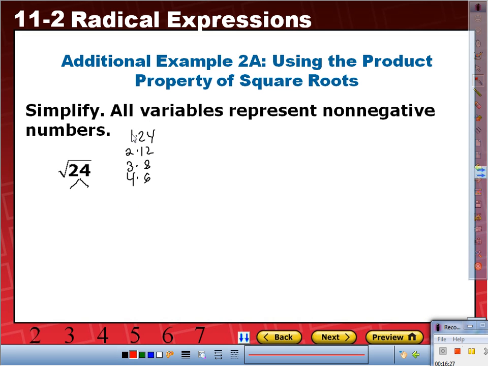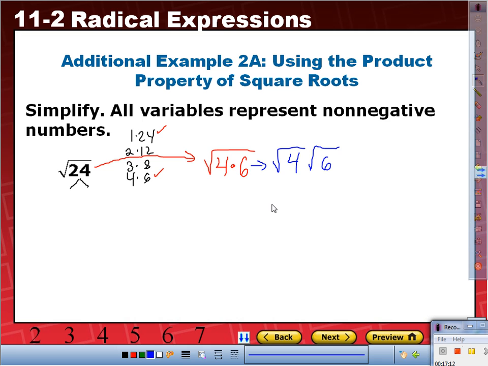Look at this one. Is 1 a perfect square number? Yes, because 1 comes from 1 times 1. How about 4? Yes, because the square root of 4 is 2. It comes from 2 times 2. So these two have a perfect square number. But which is the biggest one? The 4. Therefore, this becomes square root of 4 times 6. Now, the property tells me that I can split this up into two. This becomes square root of 4 times square root of 6.